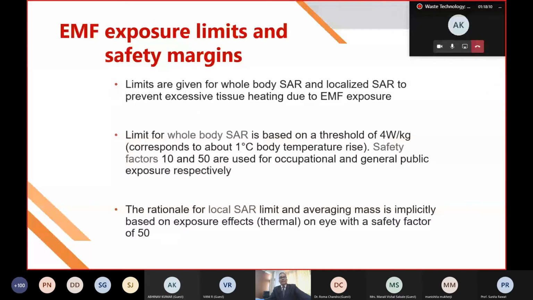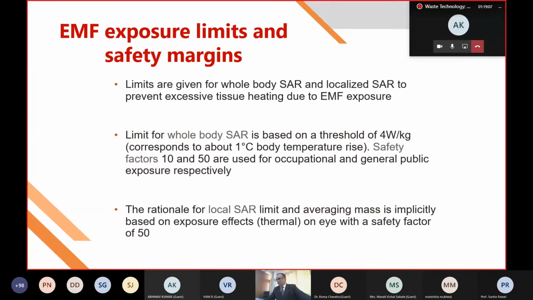EMF exposure limits and the safety margins. As I said, if we are talking about the whole body, there is a regulation that any electromagnetic device should not give more exposure than 4 watt per kg. But there are a number of results where even with less exposure, less SAR, that is the absorbed energy with the tissue, meaning the energy per kg which can increase the temperature by 1 degree.